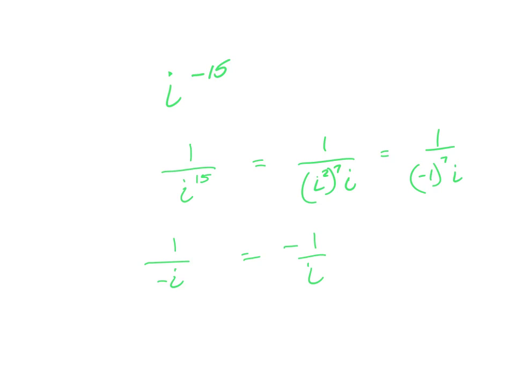What can I multiply that i by to get rid of it? By an i. Very good. But whatever I do upstairs, I've got to do downstairs. So that's going to be -i over i squared. What is i squared equal to? i squared is -1, and -i divided by -1 is +i. So that's your final answer.